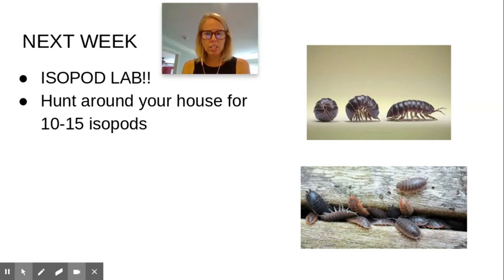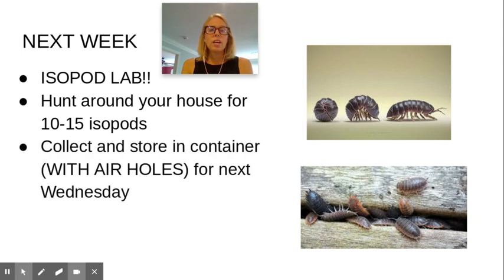Look for these. You would call them probably roly-polies. Chances are you've picked them up before, so you know that they're not going to hurt you. We need about 10 to 15 isopods for our isopod lab next week. So I need for you to start hunting and collecting your isopods, and you need to store them in a container that has a top on it. So maybe get a Tupperware container, but you need to make sure that you poke holes in that top because they do have to breathe. And we need these for next Wednesday.